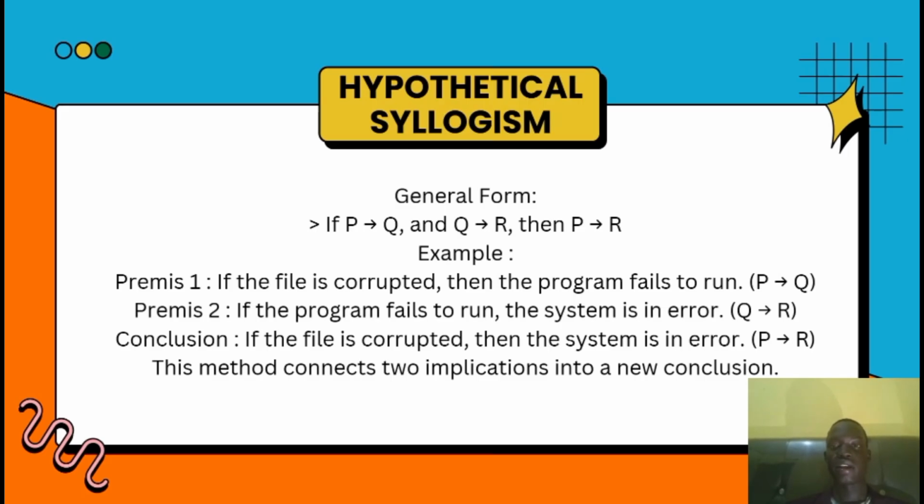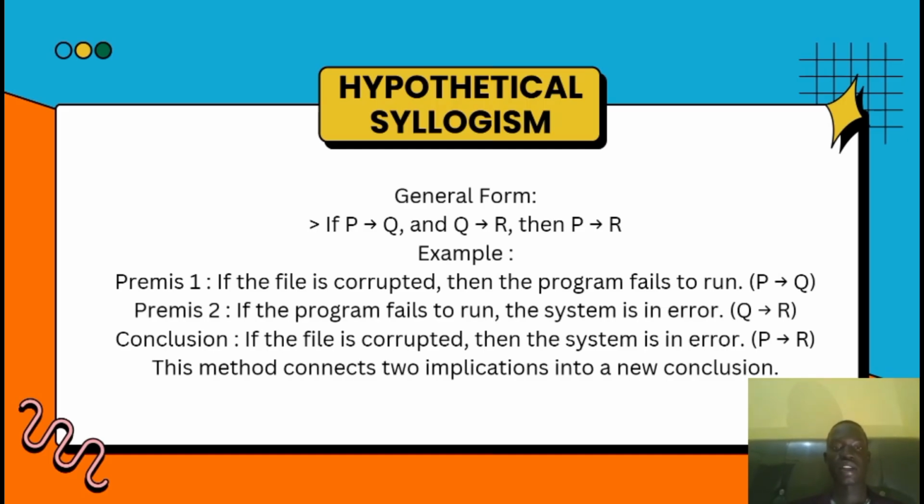Like if the program fails to run, the system is in error, because if there are power failures, software errors, or hardware failures in the computer, all of them can be an error of the system, which means premise 2 is true. So in conclusion, if the file is corrupted, then the system is in error. Which means the conclusion is also true.